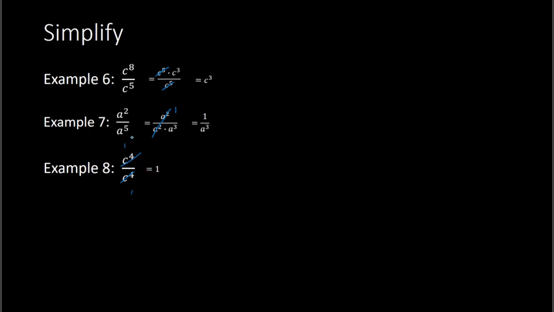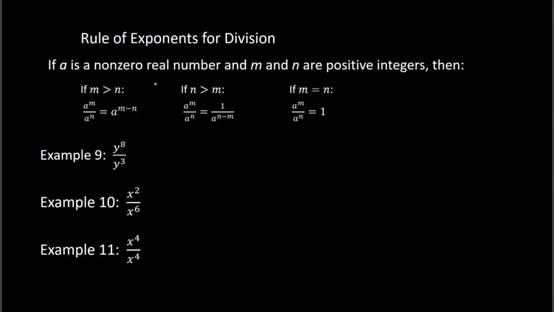Now when you have variables like this, there's really not a need to break it apart as we did here, because there is a shortcut we can do. And that is based off our rule of exponents for division. So we see here what we need to do. We simply subtract the exponents. So when we divide, we subtract the exponents.